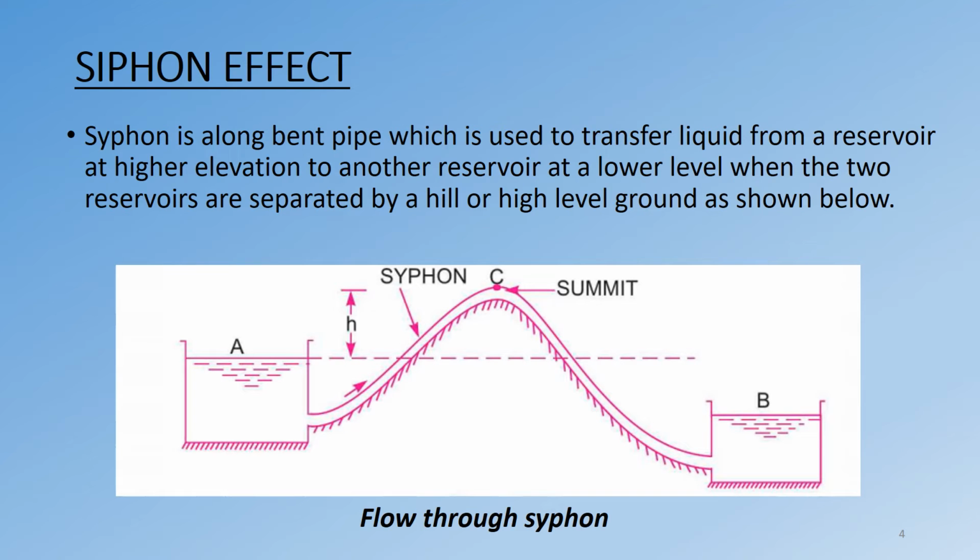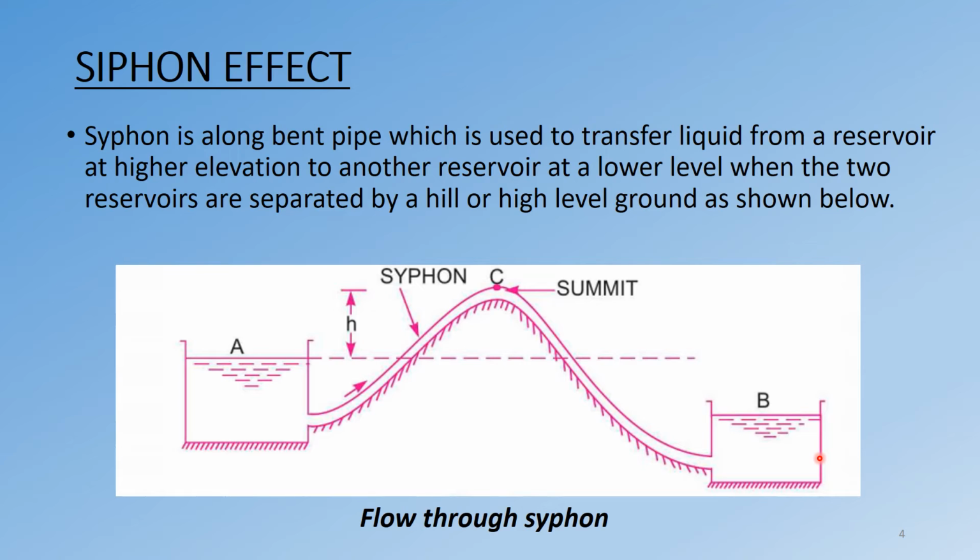Now we come to the second topic, that is siphon effect. So what is siphon? To understand siphon, consider two tanks which are separated by a distance, and in between these tanks there is some obstruction, maybe a hill or a ridge, etc. So siphon is a pipe, or a bent pipe, connecting these two tanks, through which the liquid is transferred from a tank which is at a higher level, say A here, to a tank which is at a lower level B.